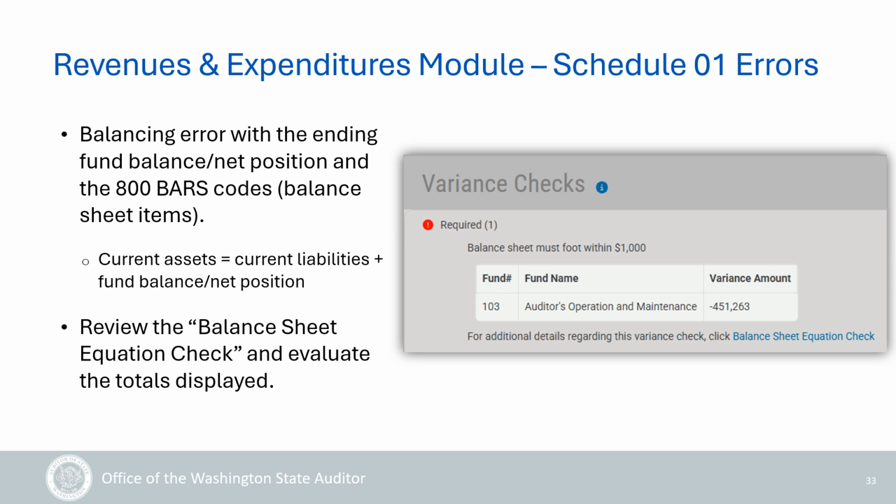The last and final variance check is related to the balance sheet items reported on your Schedule 01. This means there's a balancing error with the ending fund balance or net position and the 800 BARS codes, which are used to report those balance sheet items. This variance check is based on the calculation of current assets equals current liabilities plus fund balance / net position. You should review the balance sheet equation check, just like the other variance reports, to identify where the variance might be coming from.